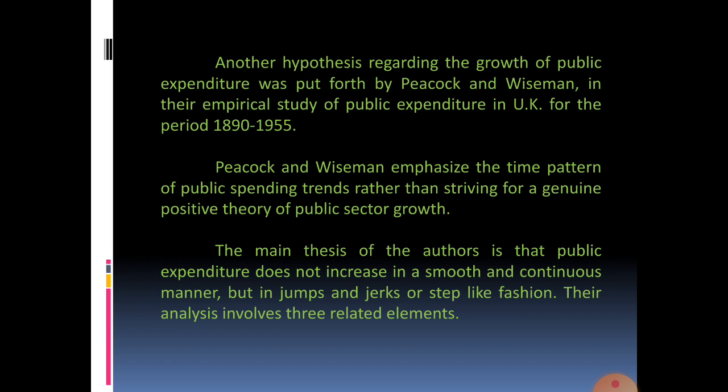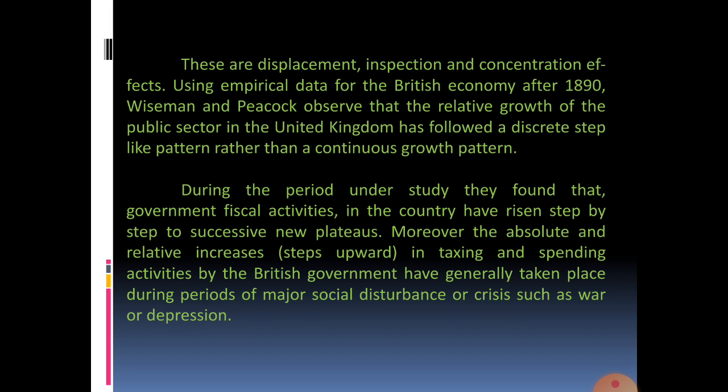The theory shows how public expenditure behaves through three different elements. These are the displacement, inspection, and concentration effects. These are the three elements in the Peacock and Wiseman hypothesis: displacement, inspection, concentration.